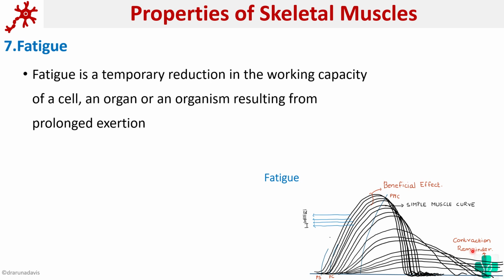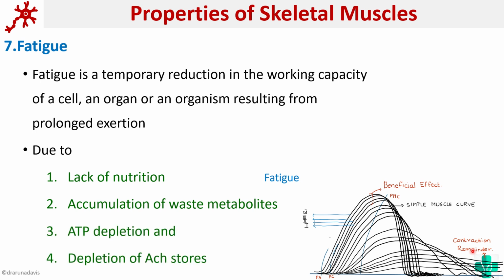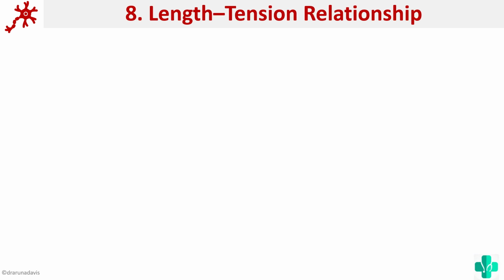It's a temporary reduction in the work capacity of a cell, organ, or organism resulting from prolonged exertion, and it is due to lack of nutrition, accumulation of waste metabolites, ATP depletion, and depletion of acetylcholine. So next we move on to the last three properties, the three relationships: length tension relationship, force velocity relationship, and strength duration relationship.